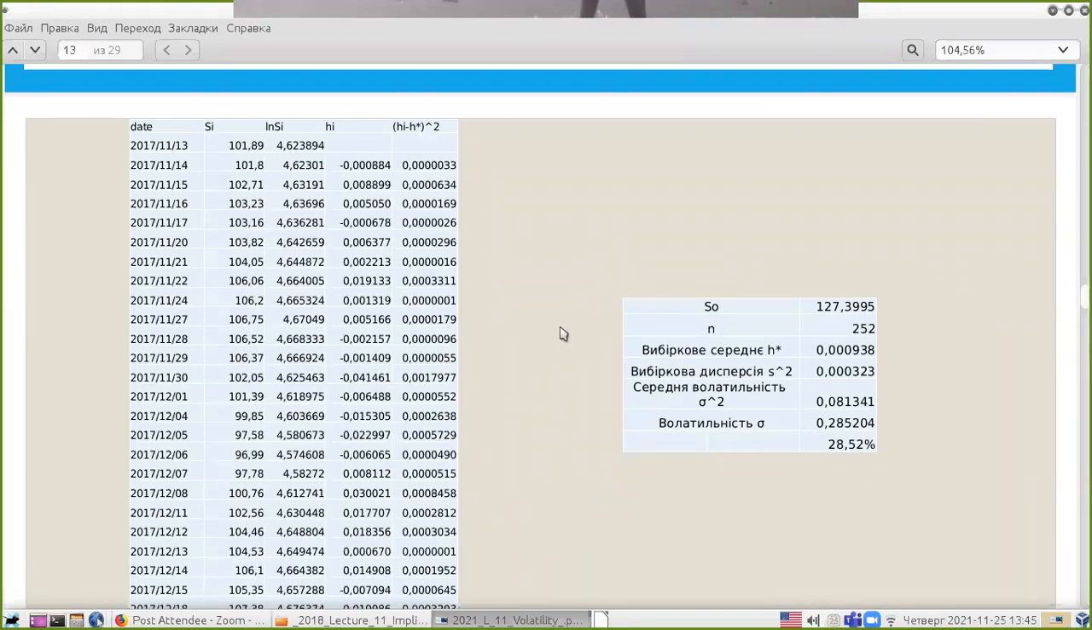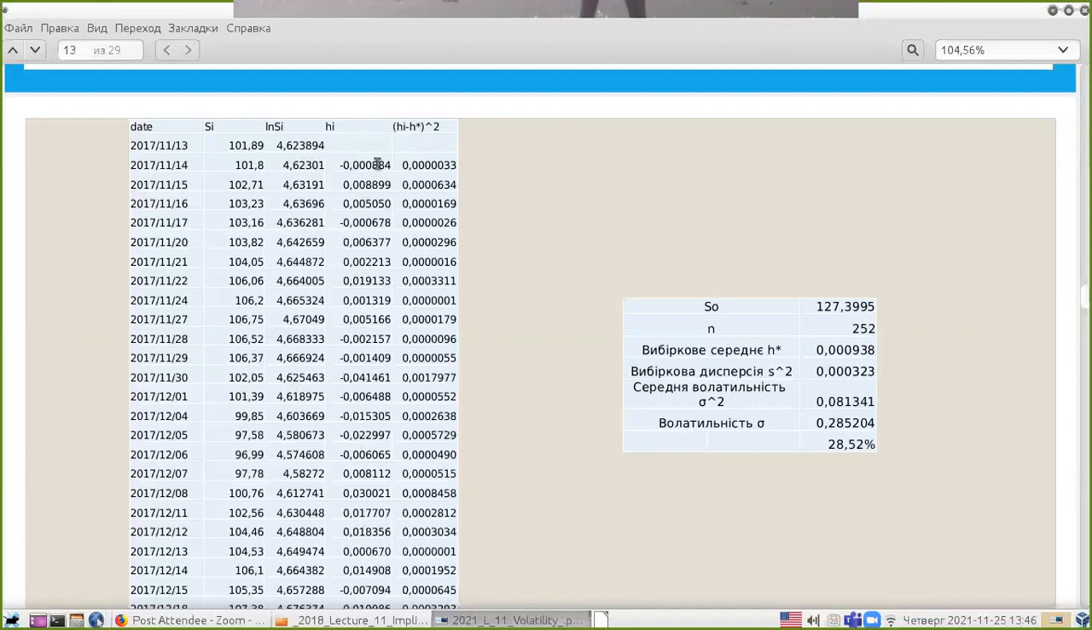On this slide, you can see how we can do this in Excel. We have data: the first column, the second column is the prices, the second is the logarithms. The next is the difference between the second and first, the third and second, and after that, from this column we can calculate variance.